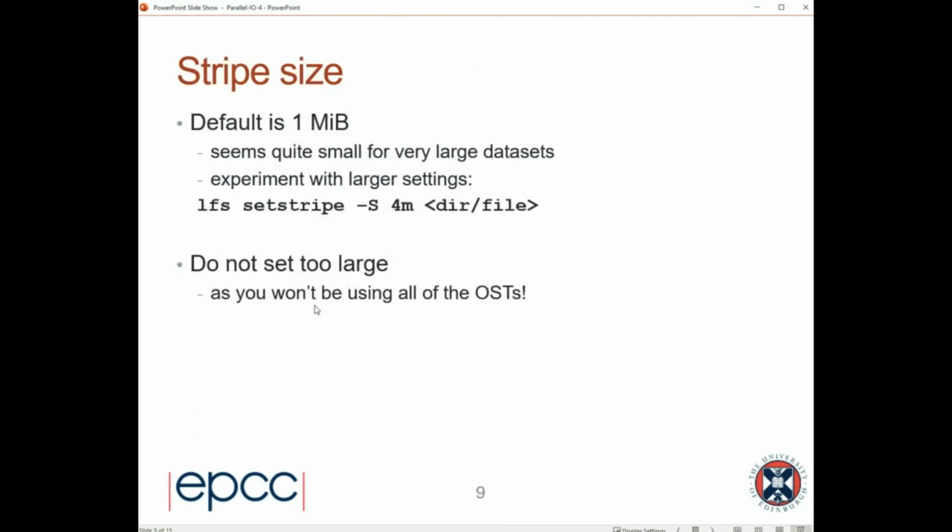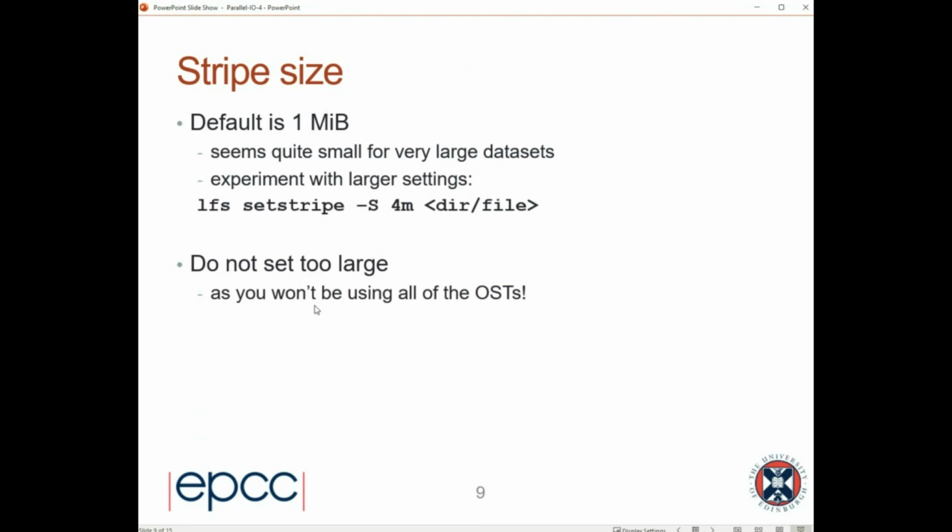Stripe size: the default is 1 megabyte. That might seem quite small for very large data sets. You can experiment with larger settings, but don't set it too large, otherwise you won't be using all of the OSTs. If you have a gigabyte stripe size and a 3 gigabyte file, it can't use more than 3 OSTs. I have not seen significant benefits from changing the stripe size, I have to say.